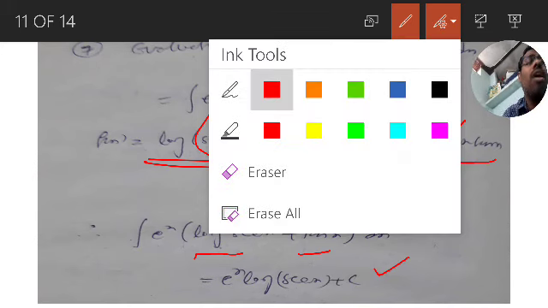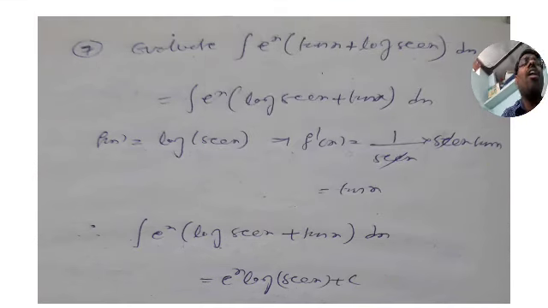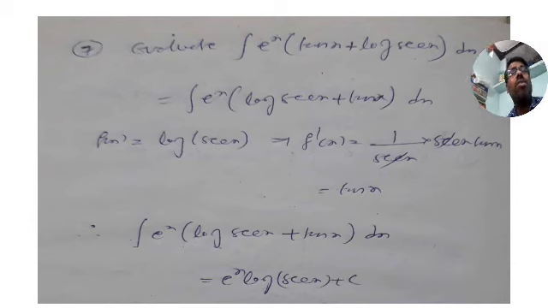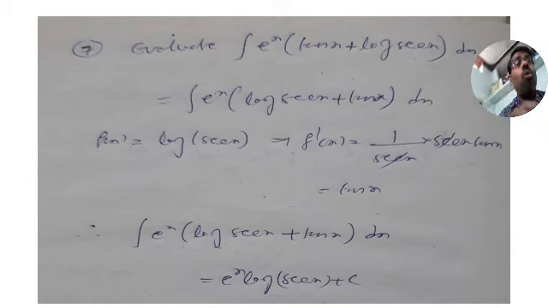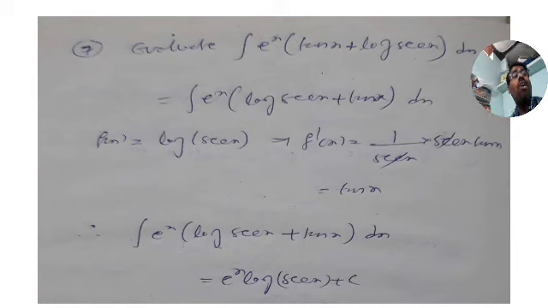So this is my last problem. Here I just reversed it. Instead of writing log of sec x plus tan x, I just wrote tan x plus log of sec x. So you have to know which is f of x and which is f dash x. So what is the function and what is the derivative?